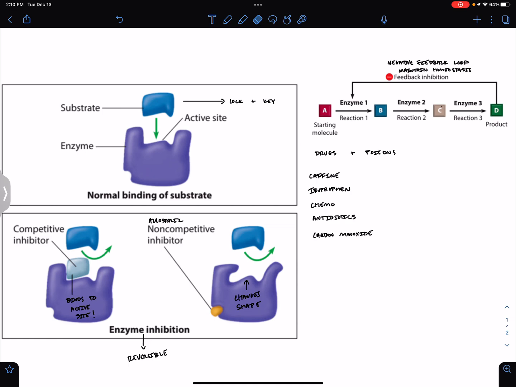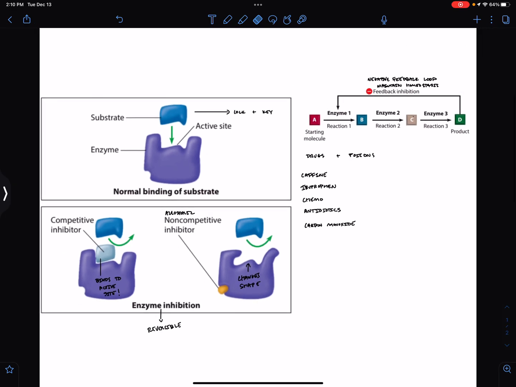These are examples of a bunch of different drugs and poisons that act as enzyme inhibitors.